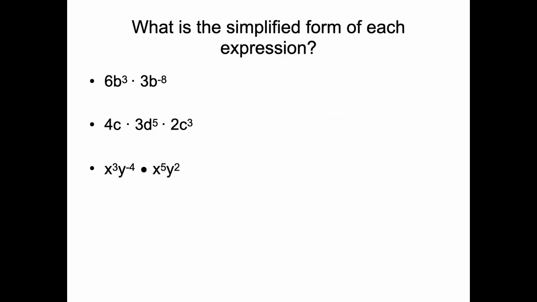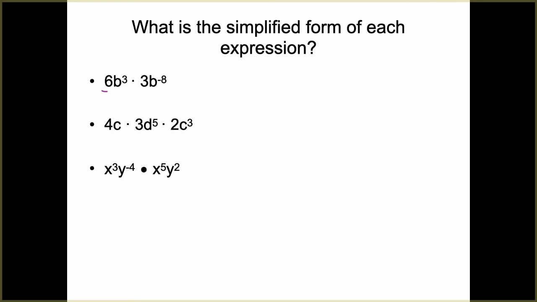Here it's asking us what is a simplified form of each expression. So we have 6b cubed times 3b to the negative eighth. When we have the same base, and we have these coefficients out front, in this case 6 and 3, we would multiply the 6 and the 3 together. 6 times 3 is 18. And then we have b to the third, and we're going to add negative 8. When you do this, you get 18b to the negative fifth.